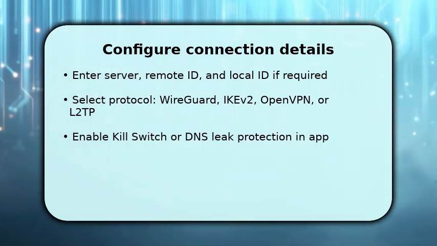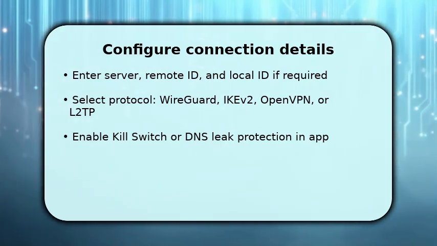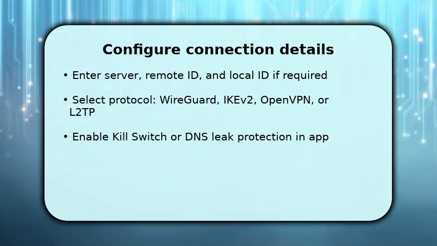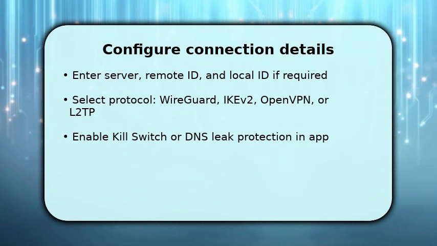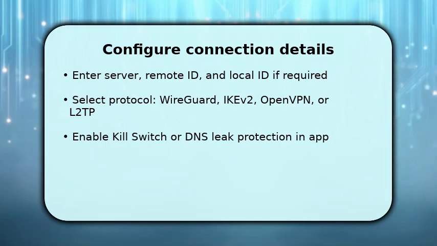After credentials, enable DNS leak protection and a kill switch if available. This prevents IP leaks when the tunnel drops. Once configured, save the profile and connect briefly to verify authentication and basic routing.